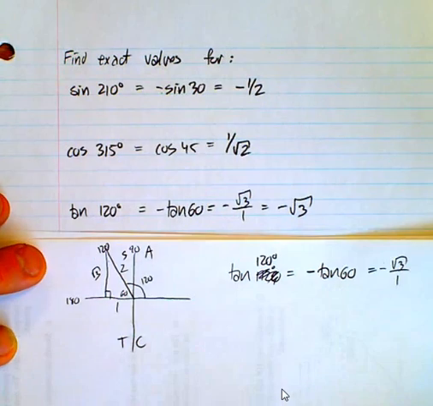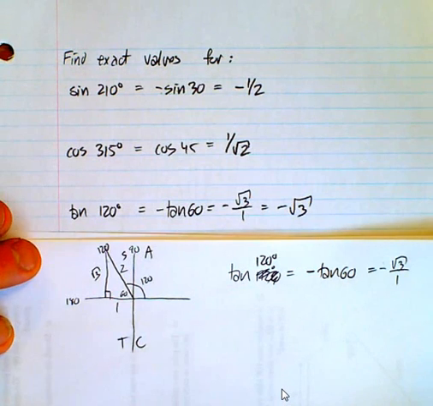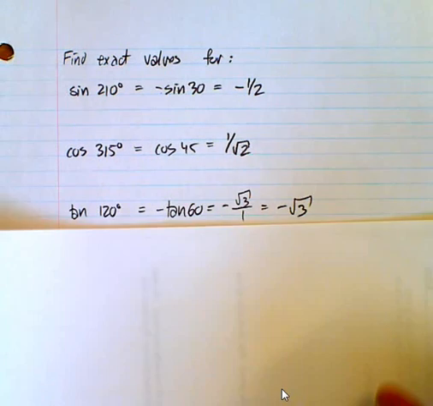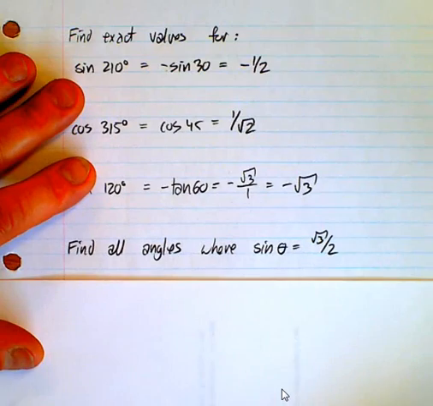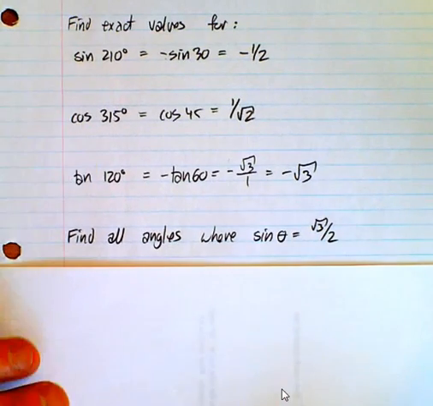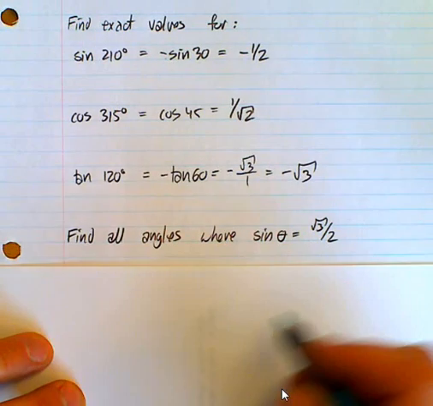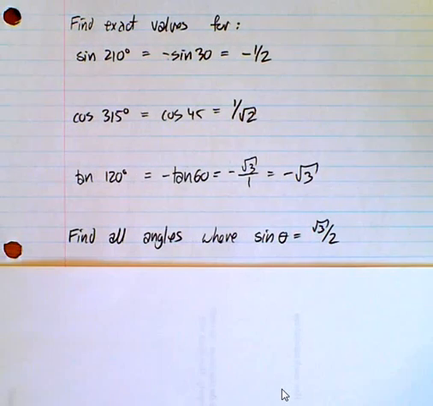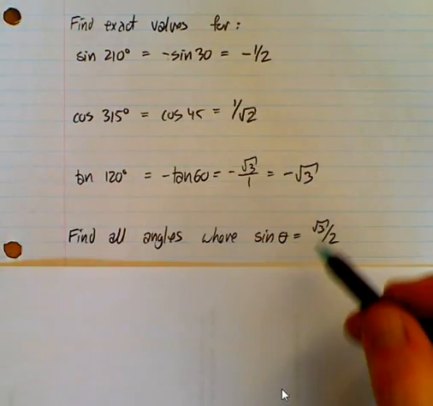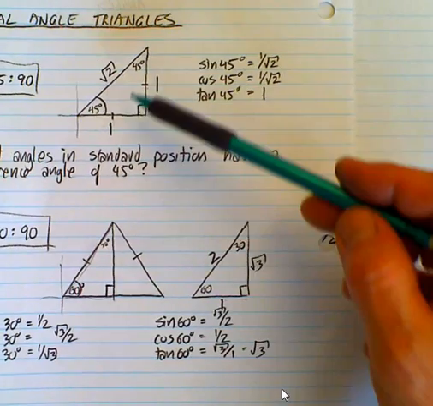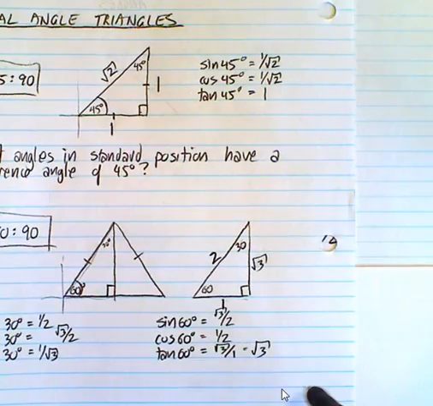If you just ask me some questions, you know I'm going to help you out. All right, a couple more here, 3 more looks like. Let's find all the angles where sine theta is equal to root 3 over 2. Notice that's a positive. So if you look at your special angle triangles, root 3 and 2, which of these deals with root 3 and 2? You'll see that it's a 30, 60, 90 triangle.